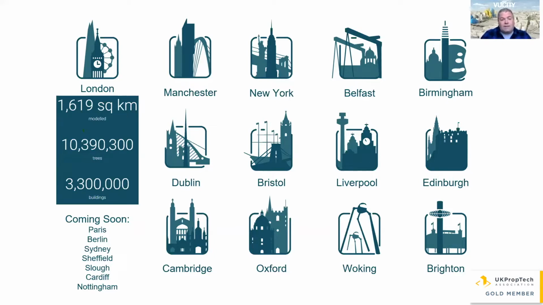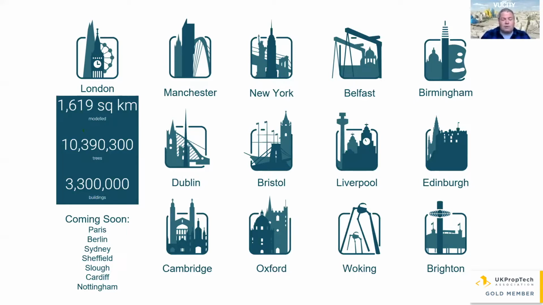Through our modelling of the city, we have created an accurate model in terms of the number of trees within the city and also the number of buildings. So you can see there are actually 10,390,300 trees in all of the area that we cover within London, and there are 3.3 million buildings as well.